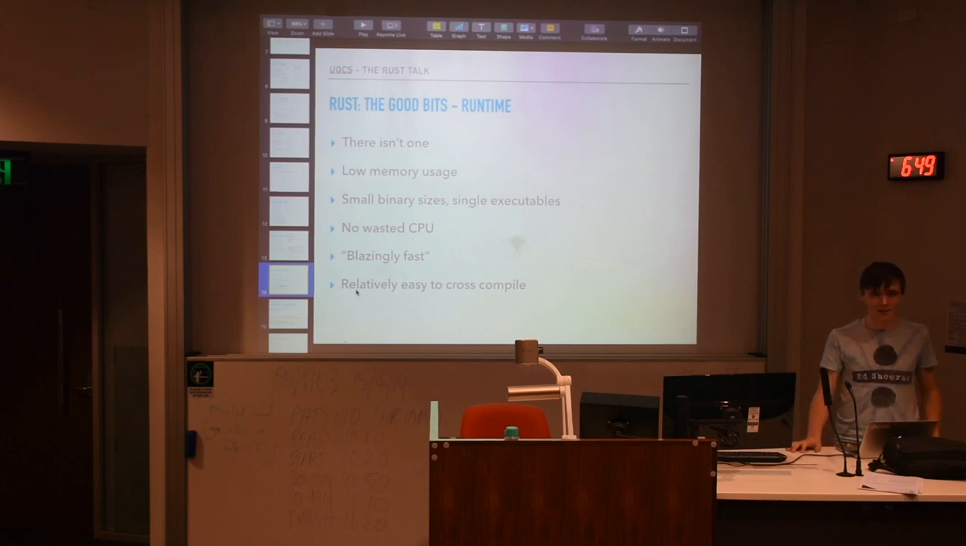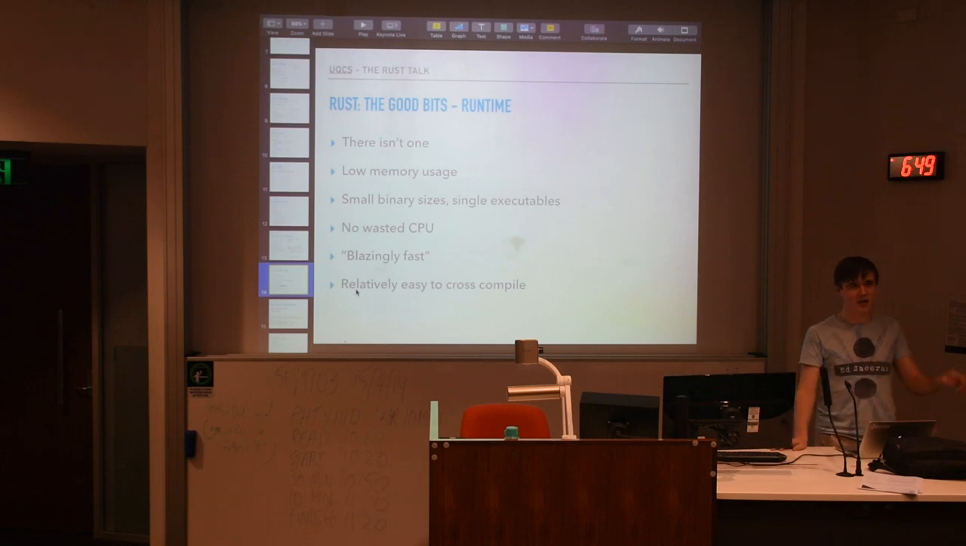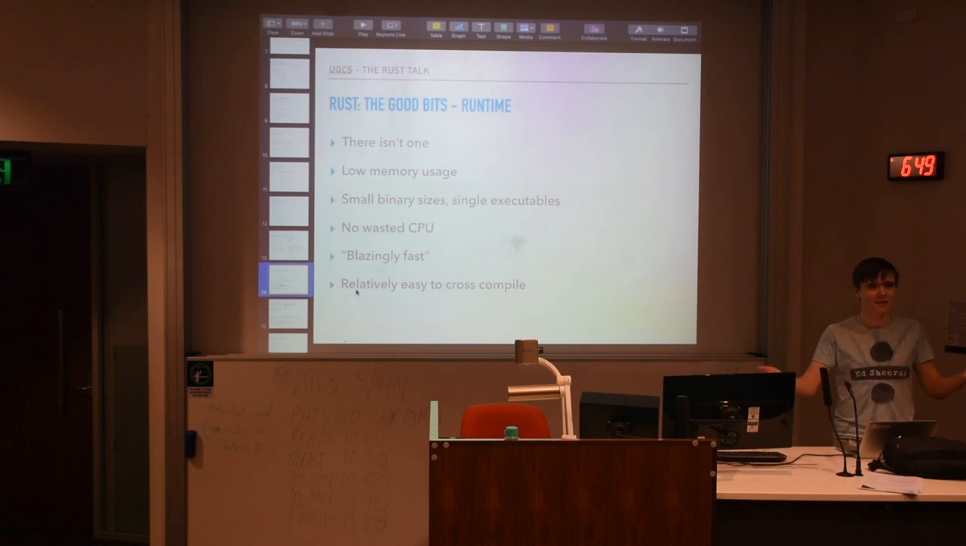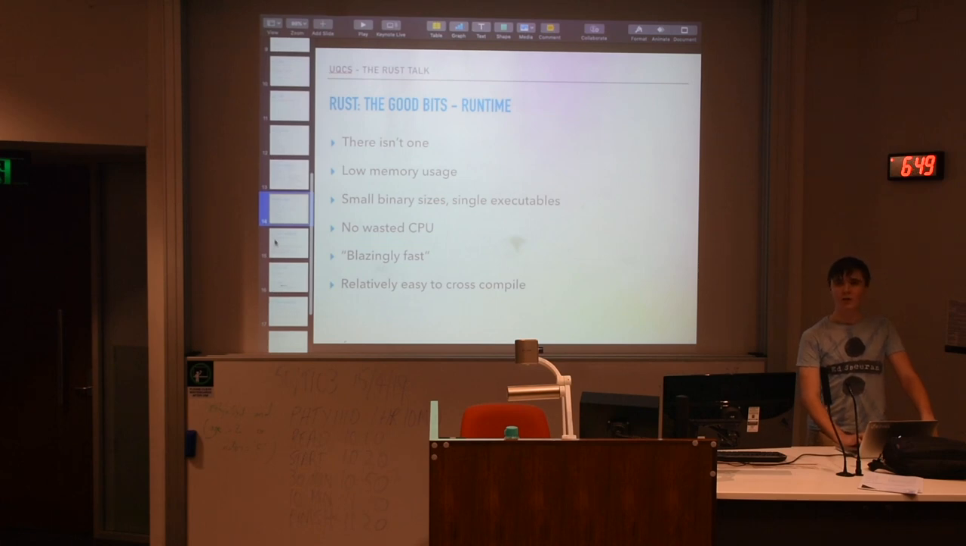I have, in the past, got Rust running on a Raspberry Pi after compiling it on an x86 machine that I didn't control. So it's doable. And again, you just pass dash dash target equals arm into your cargo build command, and it just happens. So, the runtime's nice. Any questions? Okay.